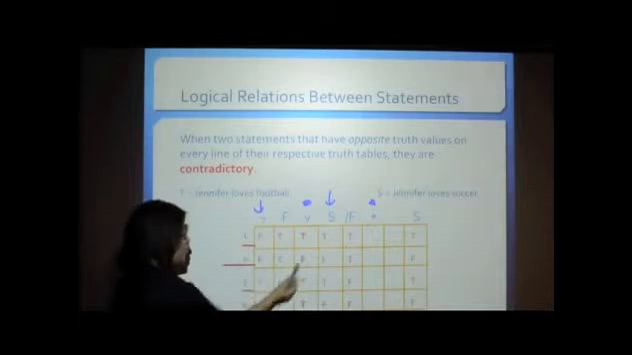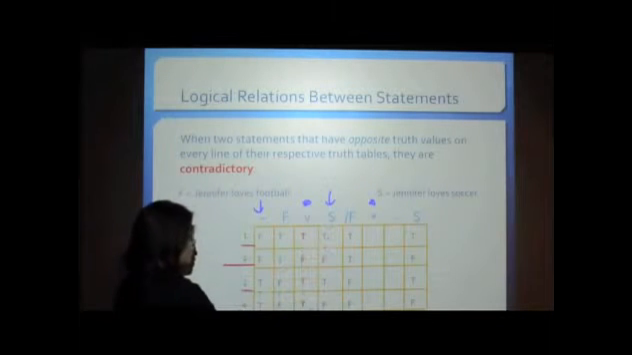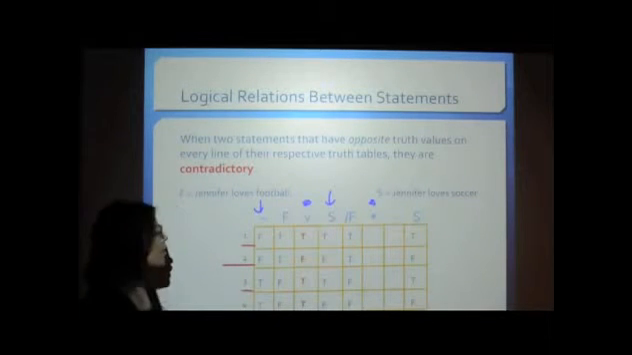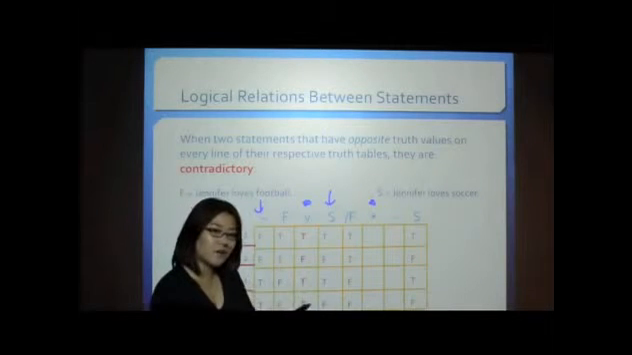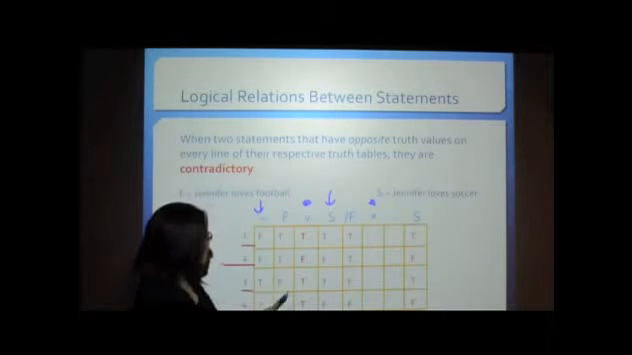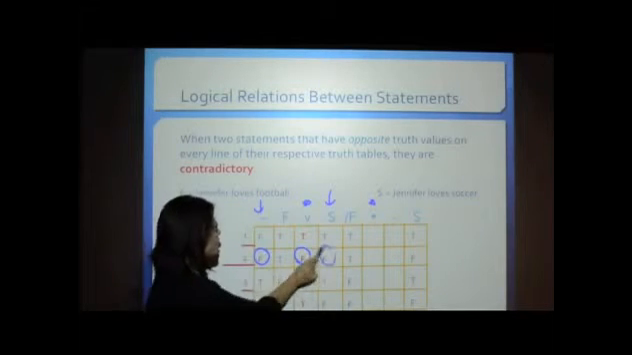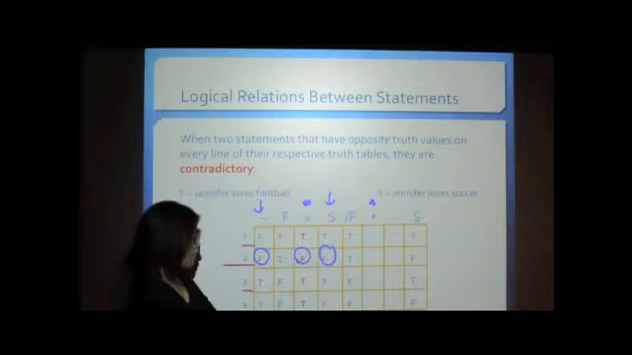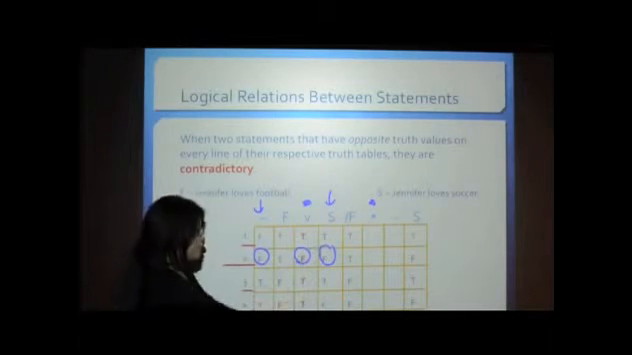When the negation is true and S is true, the disjunction will be true. And when the negation is true and S is false, the disjunction will be true. Remember, the only time that a disjunction is false is if both its component parts are false. So here, the only time that this disjunction is false is when both its components are false. And all other times you have true because its components are not both false.